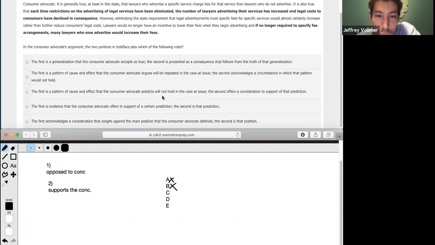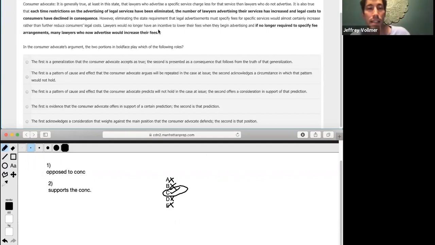All right, that looks pretty good. Will not hold, opposed. Second offers consideration in support. Second supports the prediction. That one looks pretty darn good. Let's keep going, double check. First is evidence that the consumer advocate offers in support. No, the first is not in support. The first is opposed. Let's see what E does. First acknowledges a consideration that weighs against. Weighs against the main position, is opposed. That looks pretty good. The second is that position. The second isn't the position. The second supports that position. The second is not the conclusion. The second is a premise for the conclusion. So that must mean it's answer C.